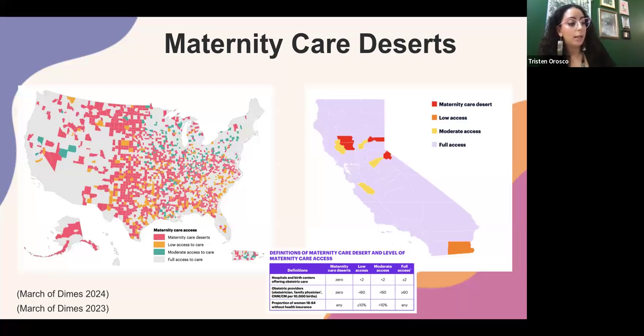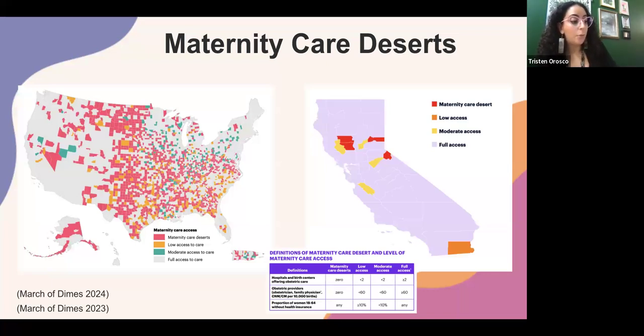So in California, 6.9% of counties are defined as maternity care deserts. 9.2% of birthing people receive no or inadequate prenatal care. These statistics are higher for Black and Indigenous populations. For Black families, 14% of birthing people receive no or inadequate prenatal care. And for Indigenous families, 21% receive no or inadequate prenatal care.